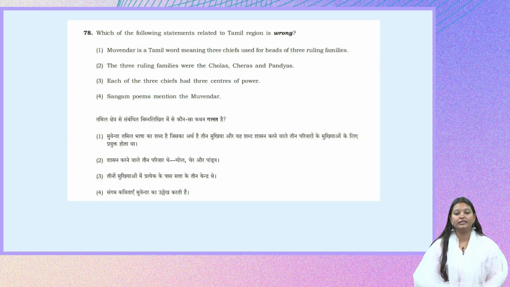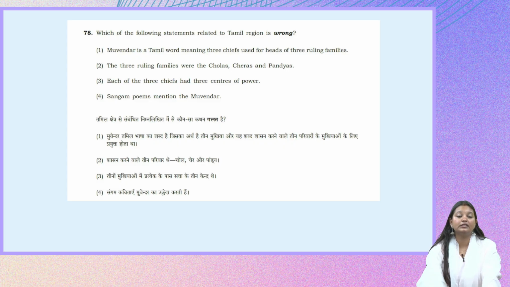Which of the following statements related to the Tamil region is wrong? Movendar is a Tamil word meaning three chiefs, used for heads of three ruling families. The three ruling families were the Cholas, Cheras, and the Pandyas. Each of the three chiefs had three centers of power. Sangam poems mentioned the Movendar. So, when we are looking at this particular question, it is a very specific question that is talking about the history of the Tamil region.